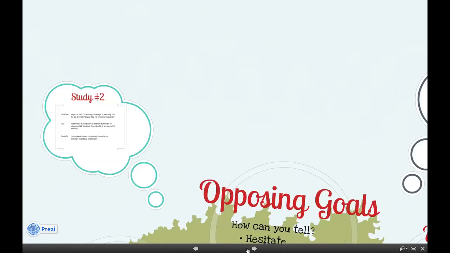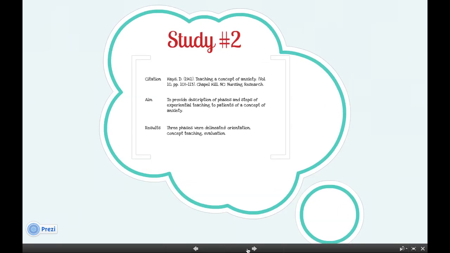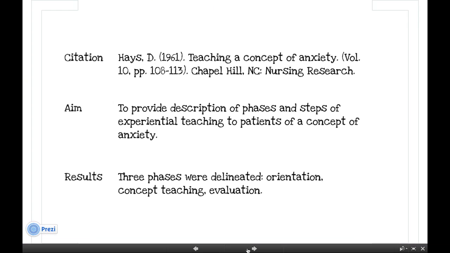The second study aimed to describe the phases and the steps of experimental teaching of the concept of anxiety to patients. And research here identified 3 phases: orientation, concept teaching, and evaluation.